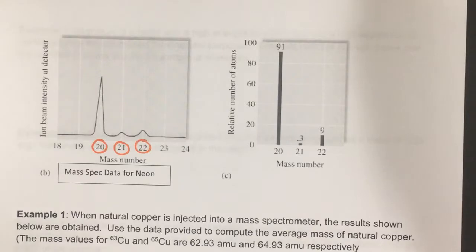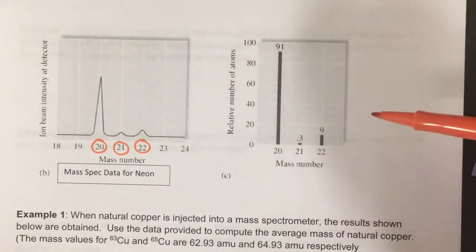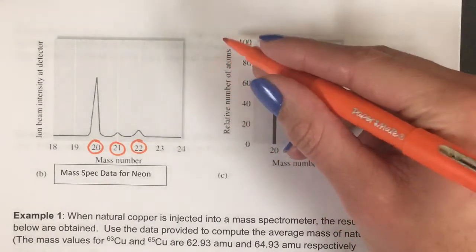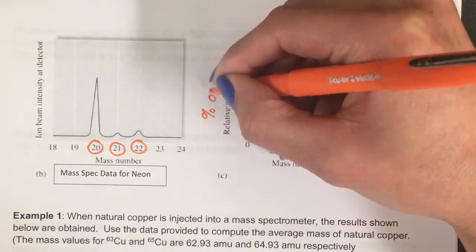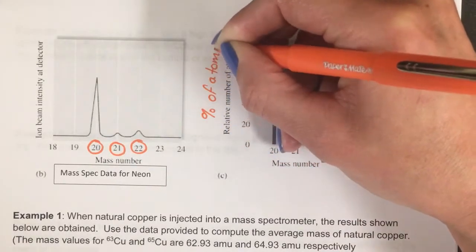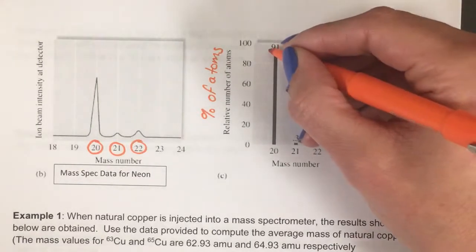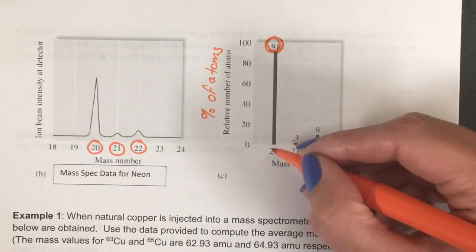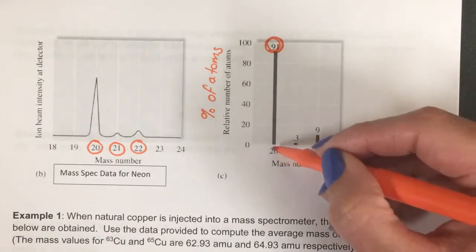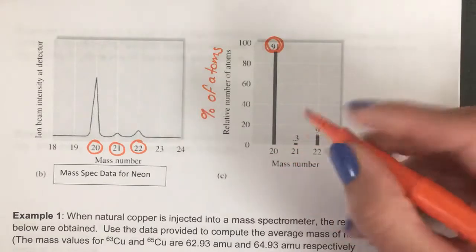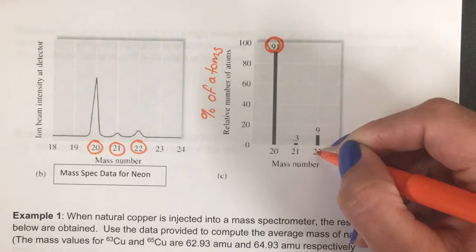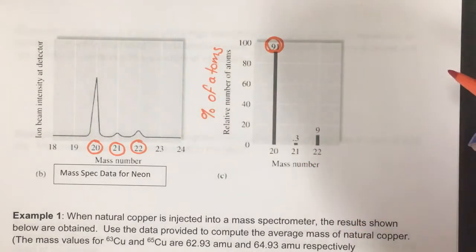Okay? Now, what the data will actually look like is it'll look like a table like this. Okay? So it tells me relative numbers of atoms. Sometimes this will say percentage of atoms. So 91% or relative number of atoms of 20. Here we've got 0.3 of 21, and here we've got 9 of 22.